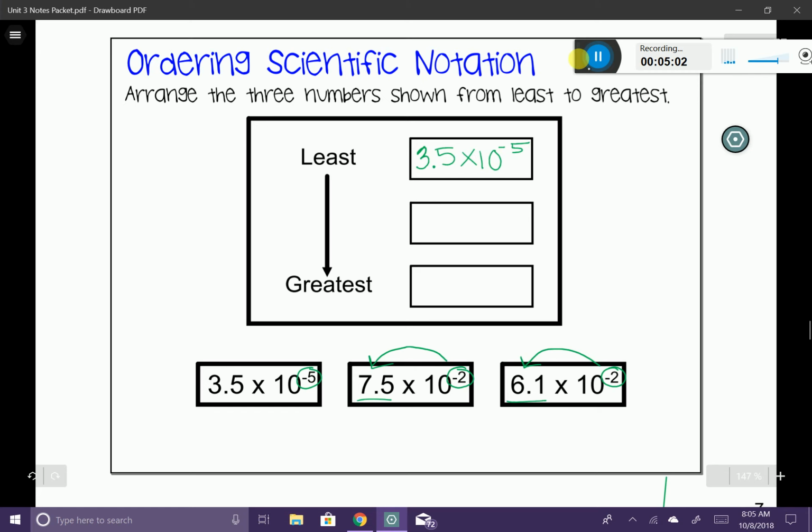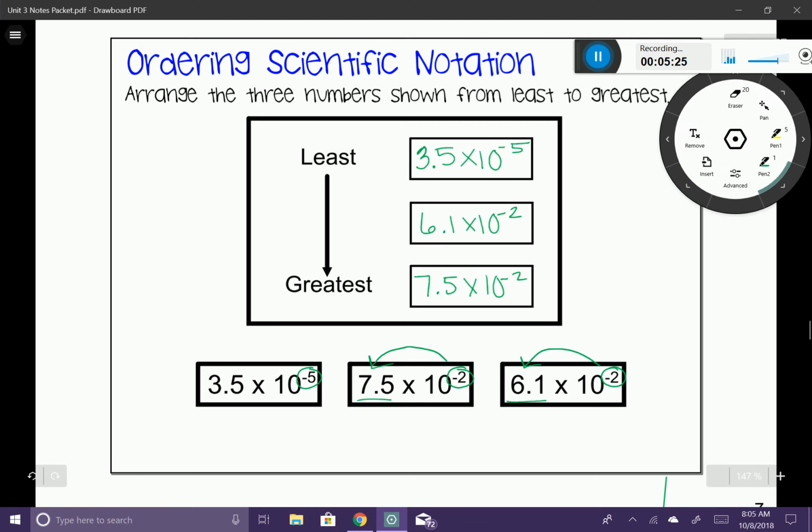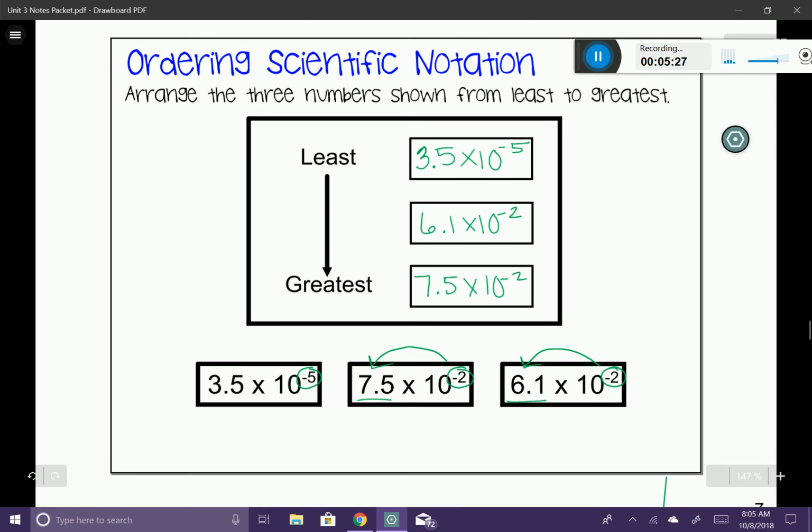And you can see that 6.1 is a smaller number than 7.5, meaning that 6.1 times 10 to the negative second is going to be my second smallest number, followed by 7.5 times 10 to the negative 2. Now, that's kind of the trick to do it. You can always refer back to actually solving them all out. And let me go ahead and do that.